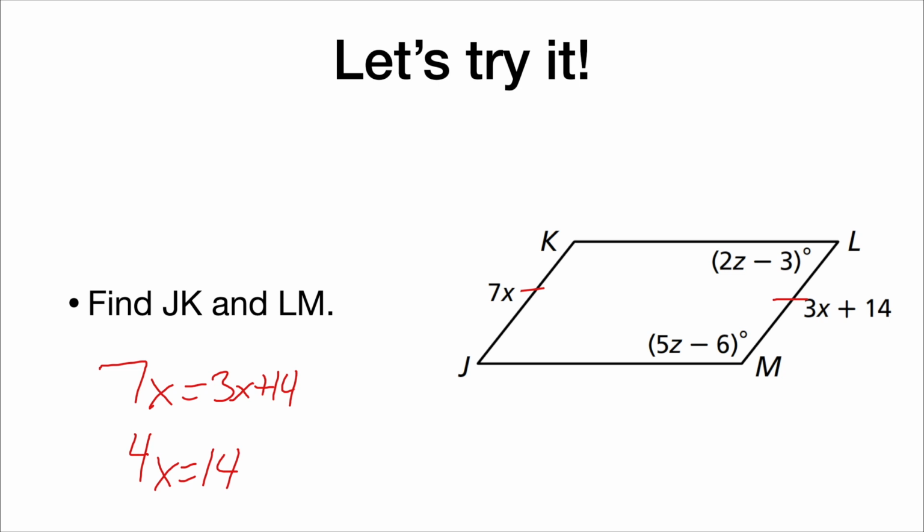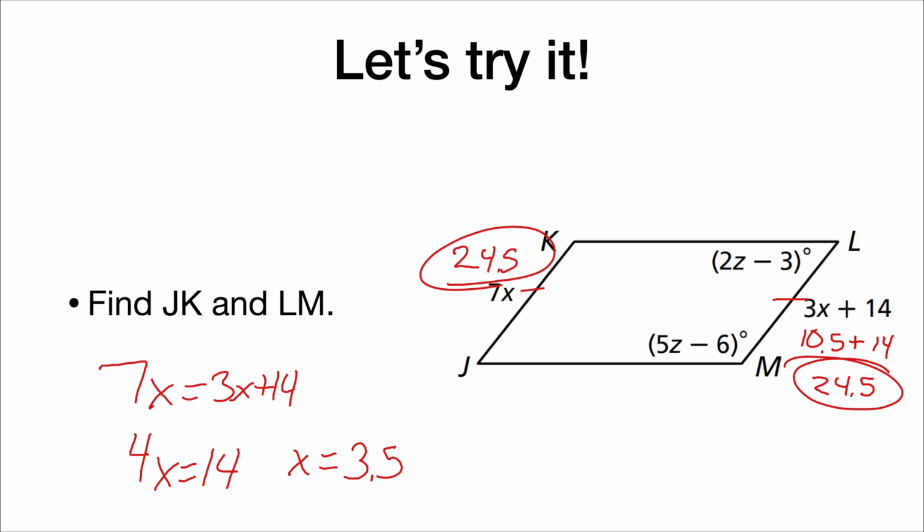Okay, so let's see. 4x equals 14. So that's going to be the x is, I believe, 3.5. Yes, so x is going to equal 3.5 when we divide by 4. At that point, JK and LM are going to be the same, so we can either multiply 7 times x, so 7 times 3 is going to be 21, plus 7 times 0.5 is 3.5, so 24.5, and let's double check my math. So 3 times 3.5 is 10.5, plus 14, that also gets us 24.5. So that is the length of JK and LM.